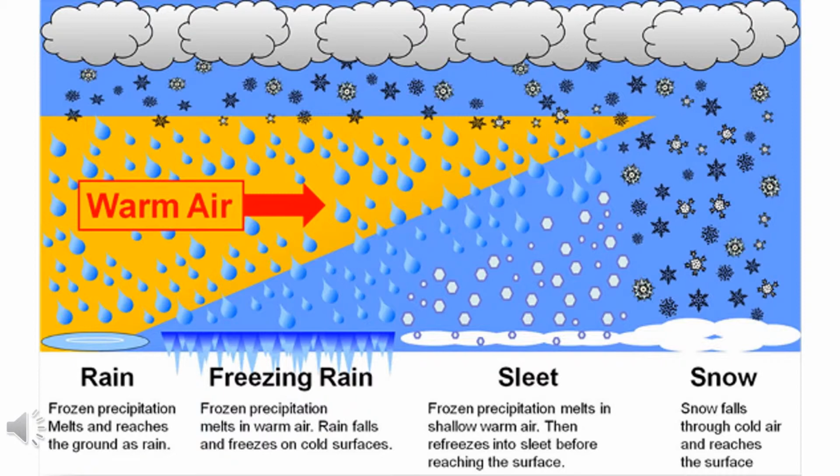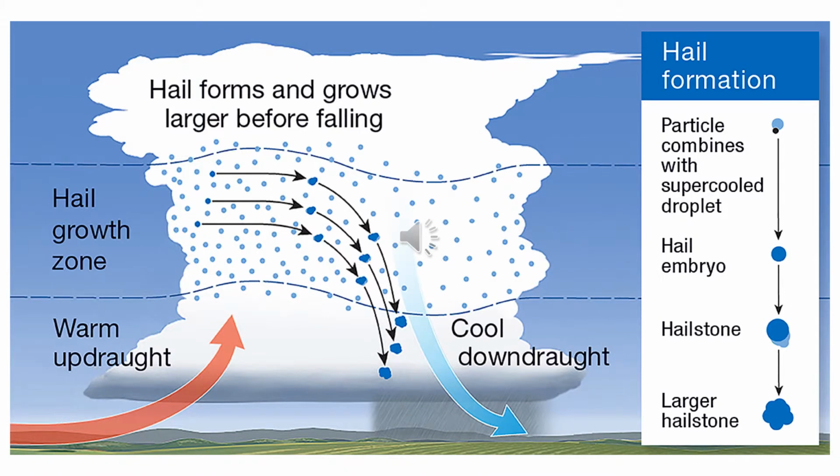And snow falls as ice particles and continues to fall and reaches the surface and stays as snow. Hail are particles of water that combine with other cold particles. As the warm air pushes the particles up, they begin to cool and freeze, and then they fall as hail.